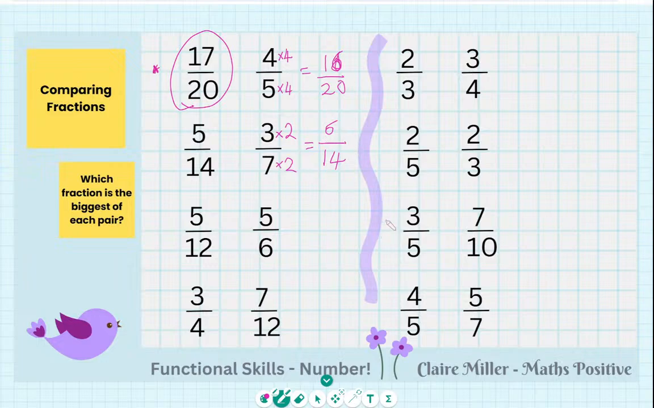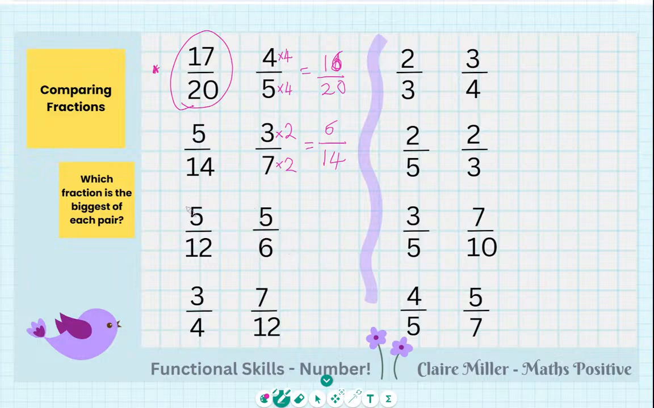If you're not sure about this, it could also be good to look at what we did last week. Again, as a little bit of a recap, because I explained a little bit more what we were doing when we were making equivalent fractions, and we visualized it a little bit more. So that could be something to have another look at as well.